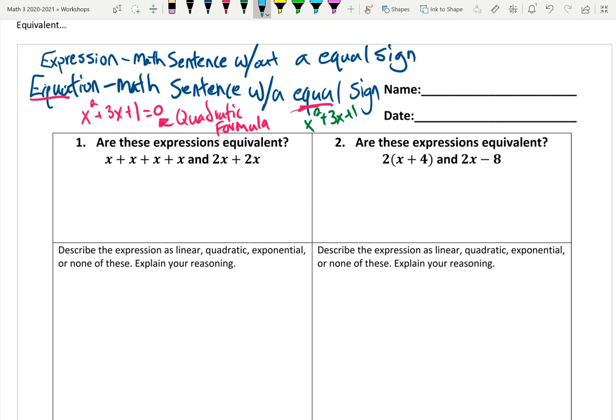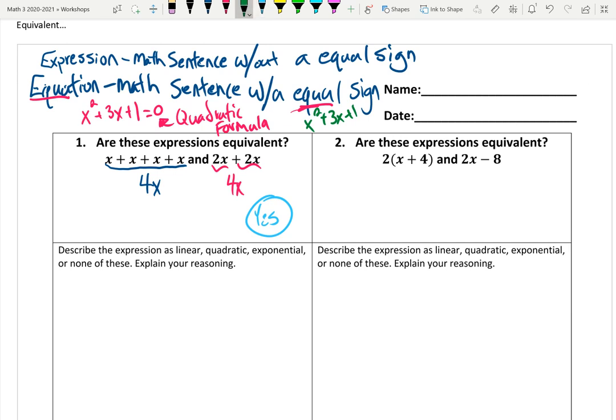So what we're talking about here is, can things that look different be the same? And the answer is yes. Most of you have an autopilot where you want to automatically combine these and know that repeated addition is going to be 4x, and 2x's make 4x. Are these expressions equivalent? Yes, they are. They look completely different.